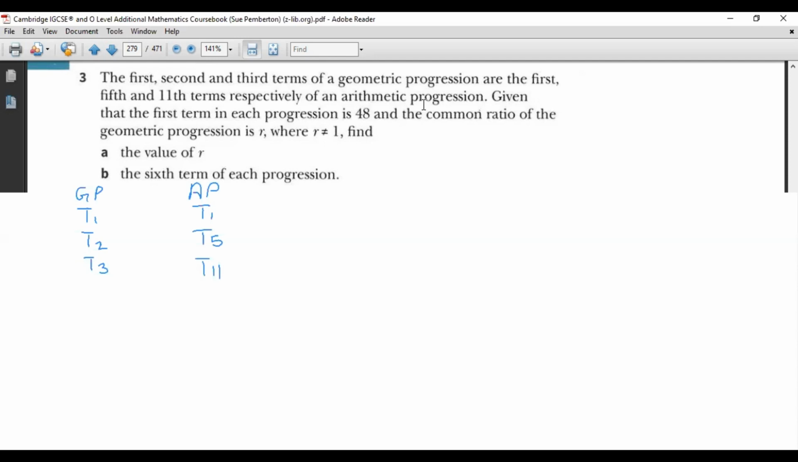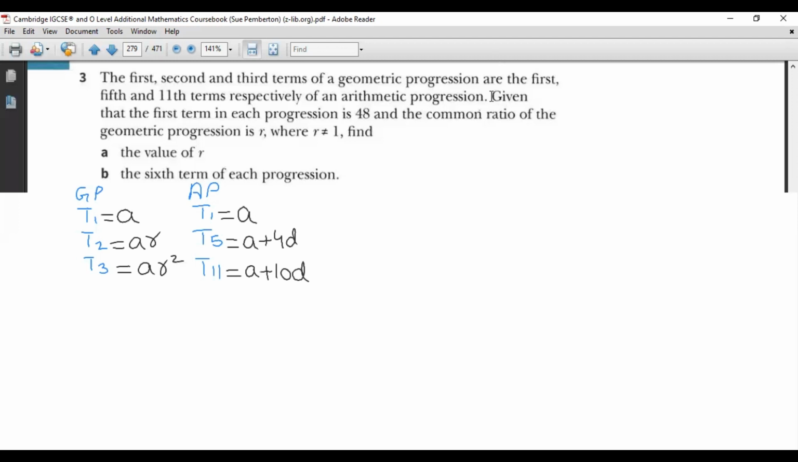Now, I'm going to write them according to the formula. For GP, the formula will be A, AR, and AR square. For AP, for T1, the formula will be A. For T5, it will be A plus 4D. And for T11, it will be A plus 10D. This is the first piece of working which is given to me.